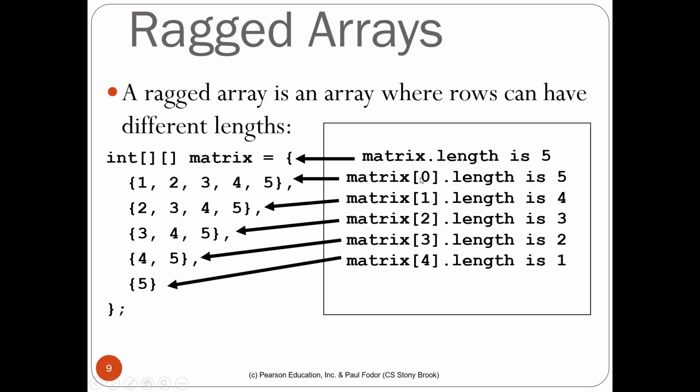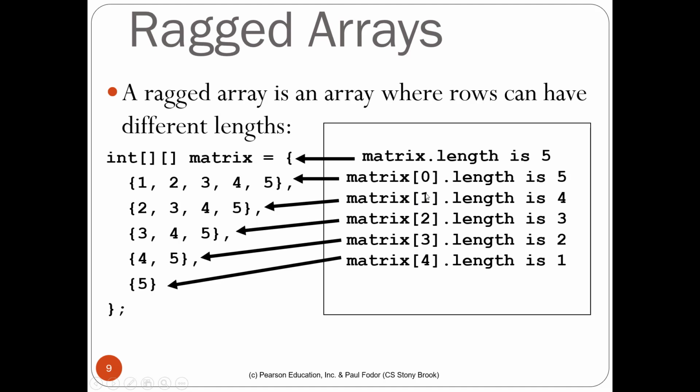Now when you say matrix 0 dot length, you are asking Java to tell you how many columns we have in our first row. Index 0 means the first row. So you are asking how many columns we have in the first row. Here it is 5. That's what you should get.